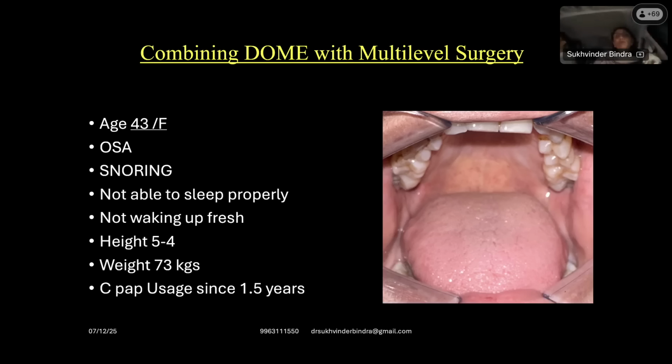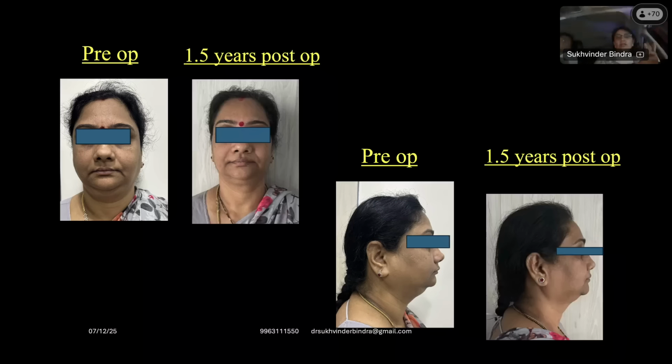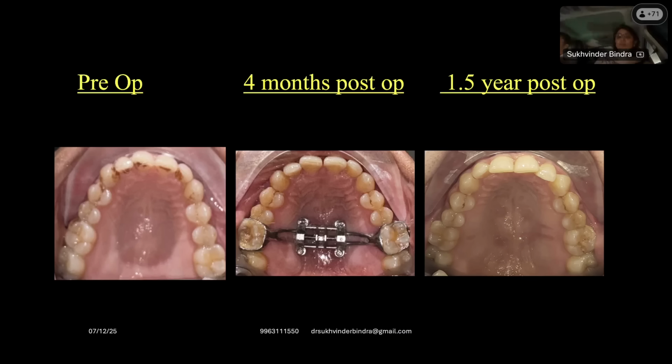Now I will take you through a few cases which have been operated by us in tandem with ENT surgeons for a holistic multi-level surgical treatment. Multi-level surgeries are when you address all the levels from the nose to the hypopharynx. So in this patient, a 43-year-old female who came with obstructive sleep apnea and snoring, she has undergone septoplasty, turbinoplasty and barbed pharyngoplasty along with the DOME procedure on the same day under the same general anesthesia.